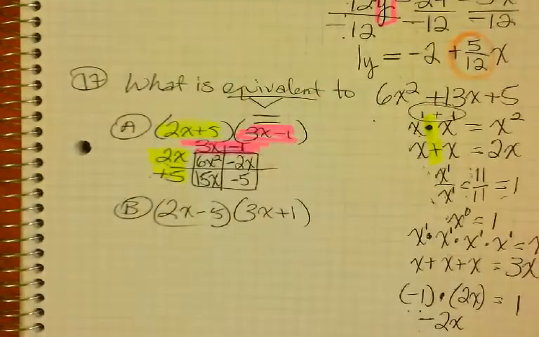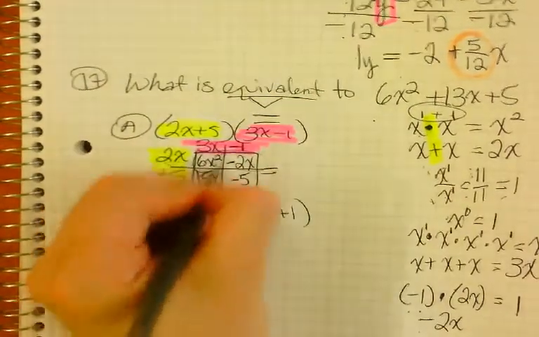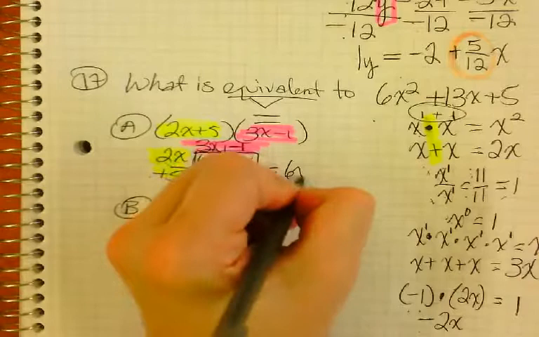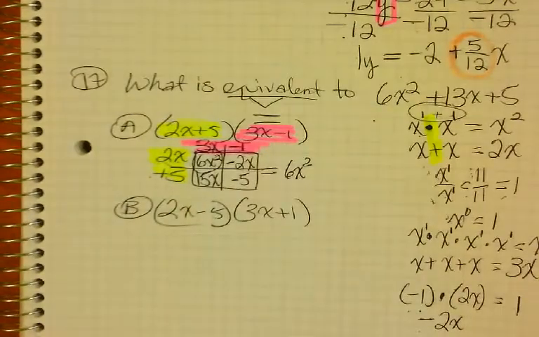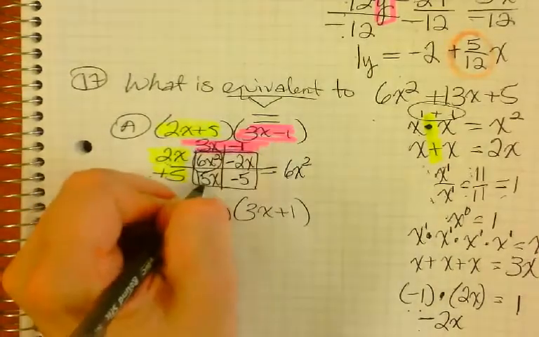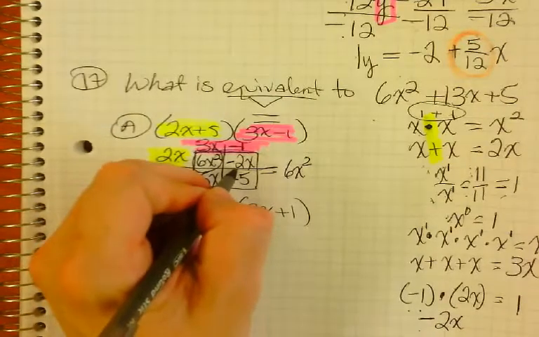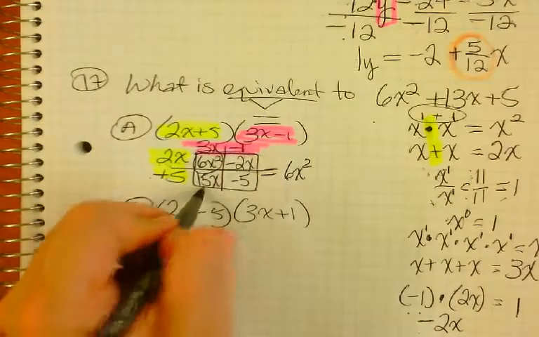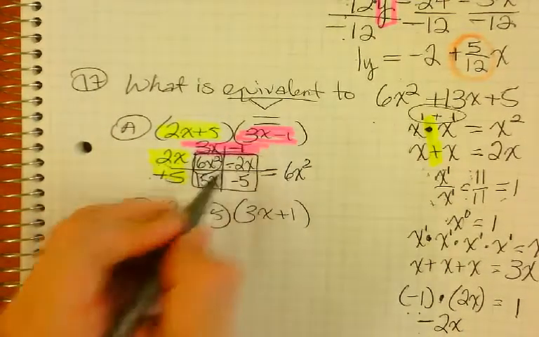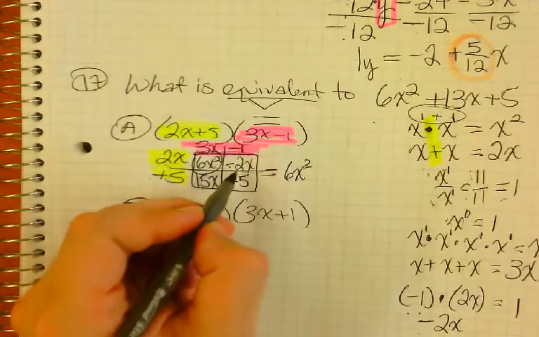So let's put everything together. We got 6x squared. And then I have 15x minus 2x. So Darwin, 15x menos 2x. ¿Qué es eso? 15x menos 2x.